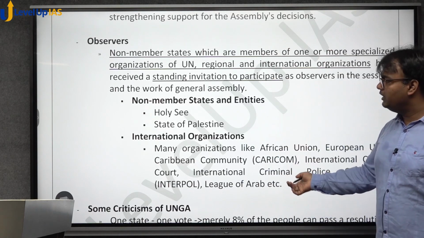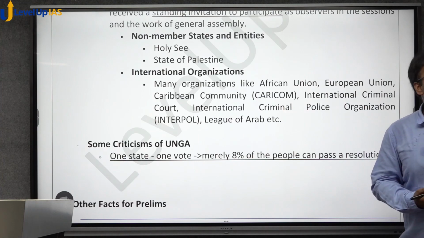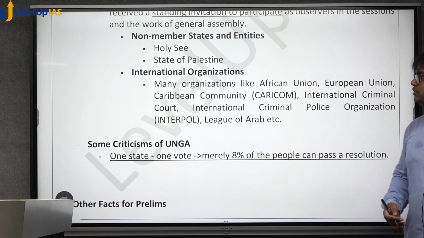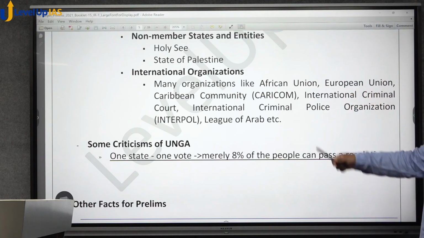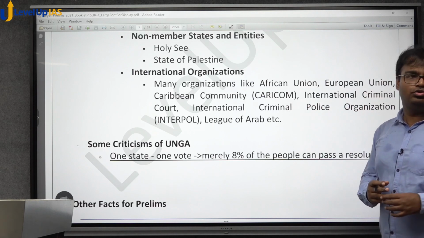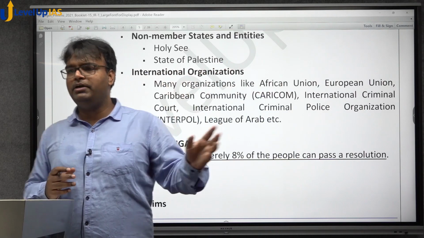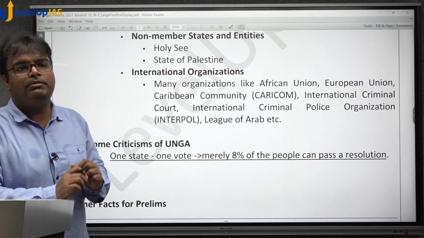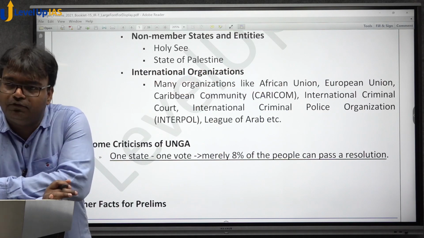Other than these, there are international organizations also which take part in United Nations General Assembly meetings, but as observers. They include African Union, European Union, Caribbean Community, International Criminal Police Organization, or Interpol, League of Arab States, and so on. So there are some member countries, but a few of them here are observers. Some of the international organizations are also observers.